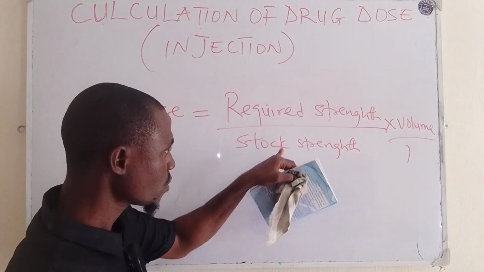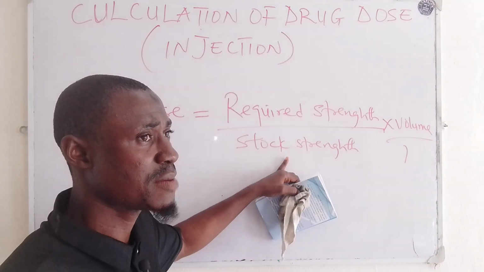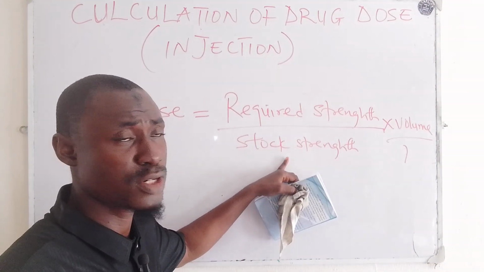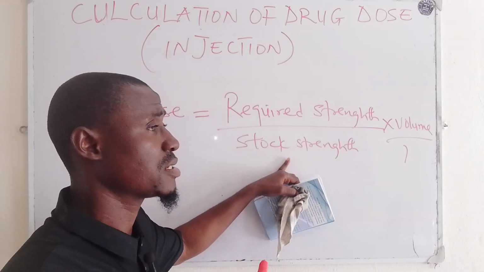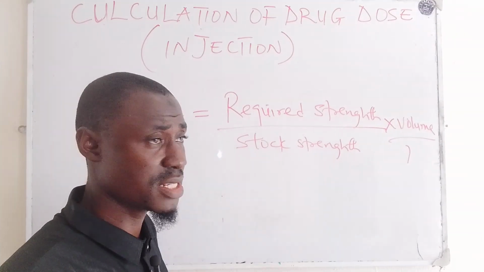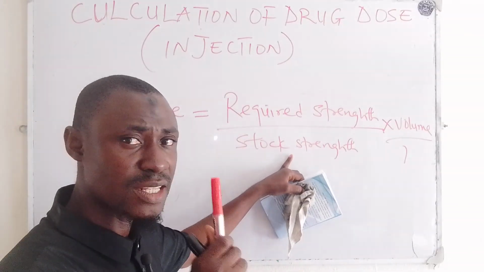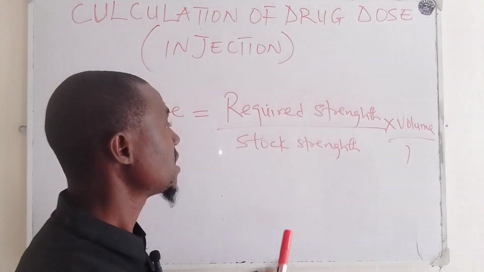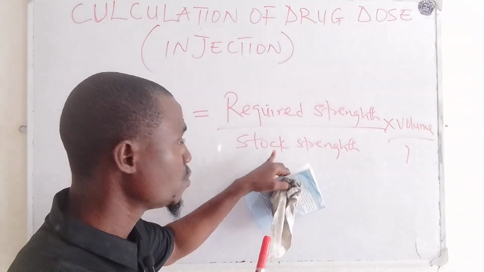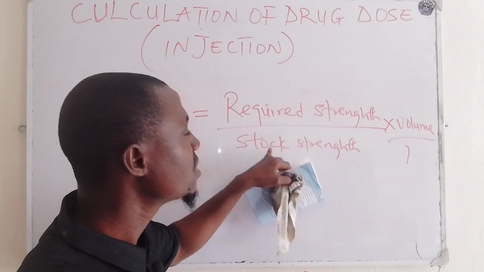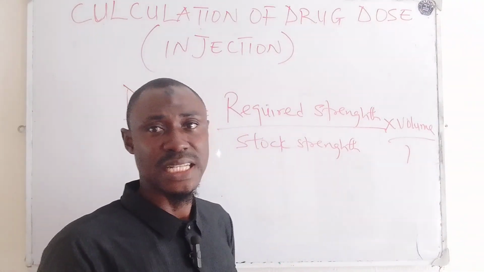Now you can apply this formula for drugs that are prescribed as an injection that needs to be administered. That's when you can use this formula. So once the drug is an injection, you can apply this formula. Now, this is the first step I want to explain. You use this formula if the dose has been given to you already.